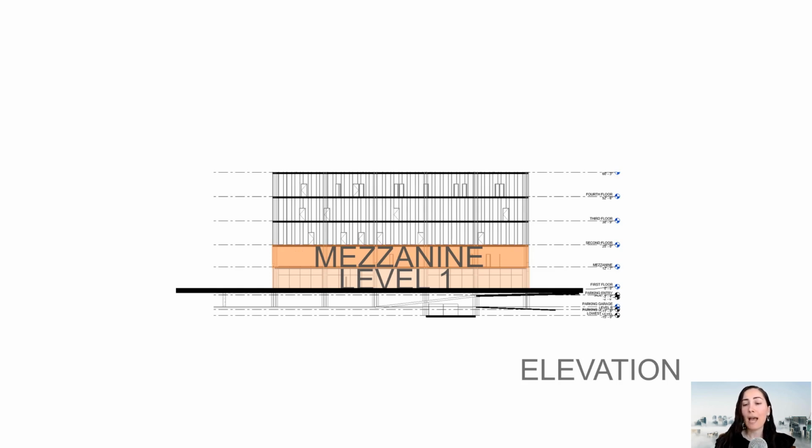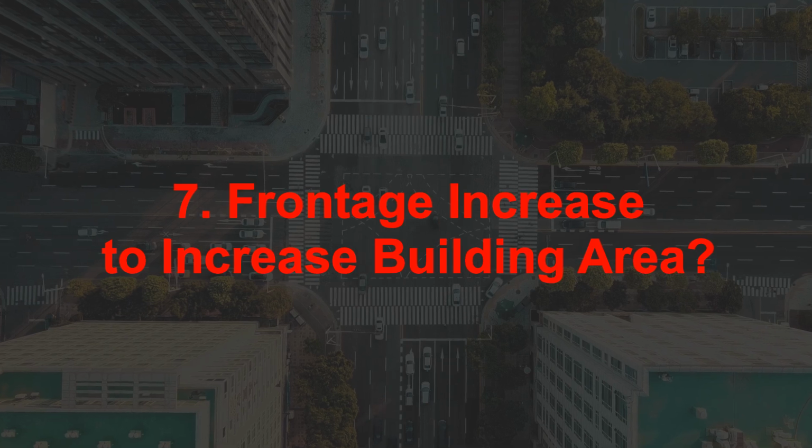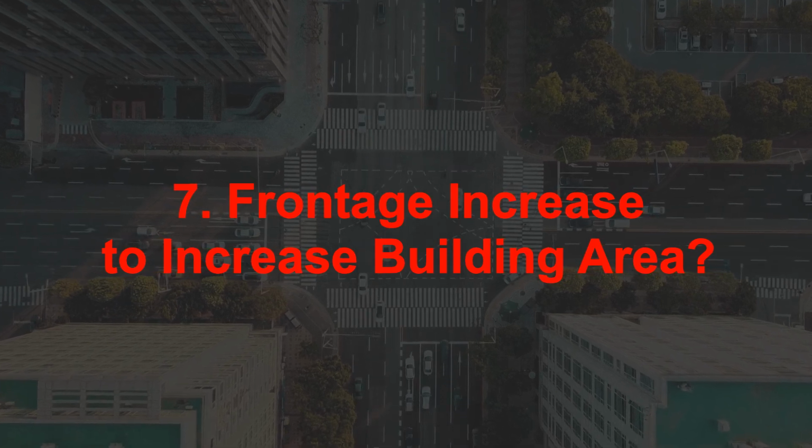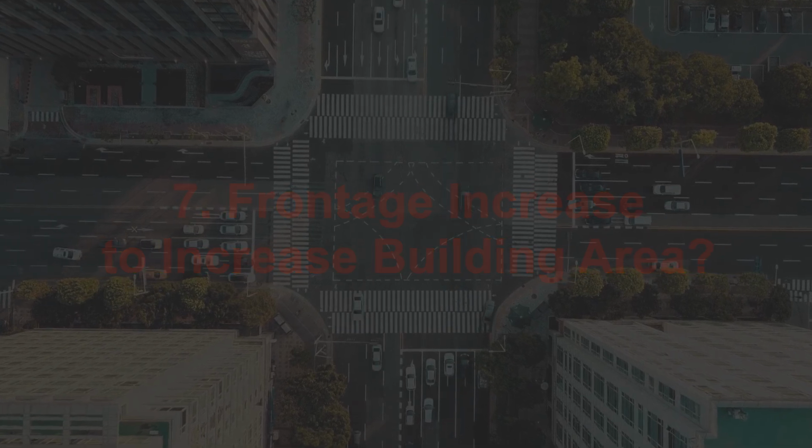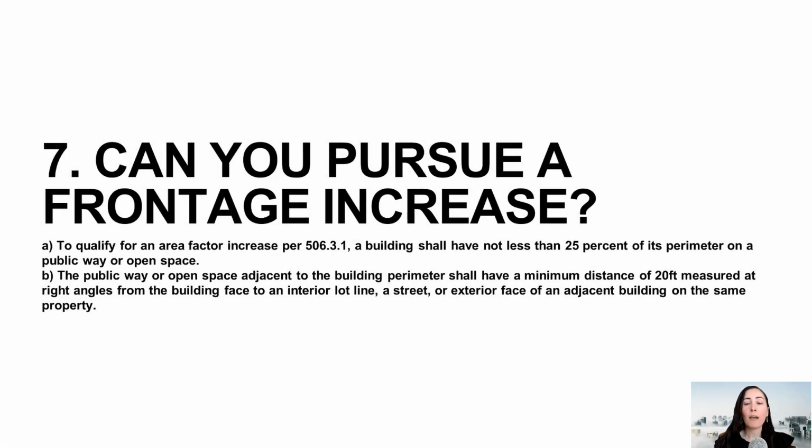Since we figured out how to treat the mezzanine and the basement and already calculated the building height and stories, the next step in the checklist is to calculate the increase for frontage. The frontage increase is a means for buildings to receive an area factor increase based on frontage. To qualify for an area factor increase per 506.3.1, a building shall not have less than 25% of its perimeter on a public way or open space.